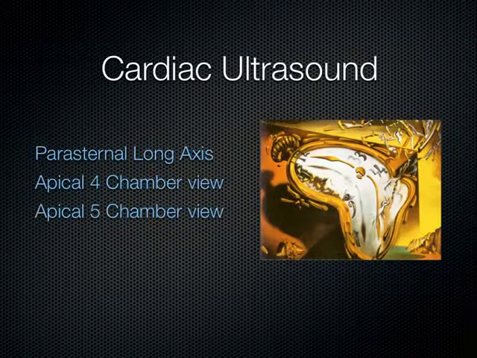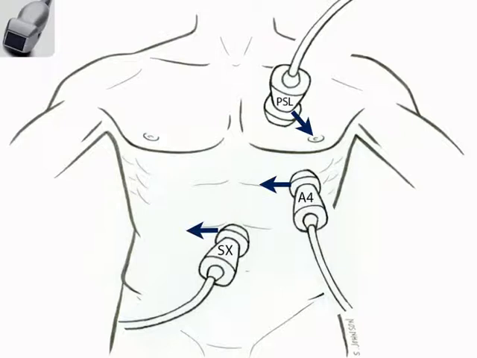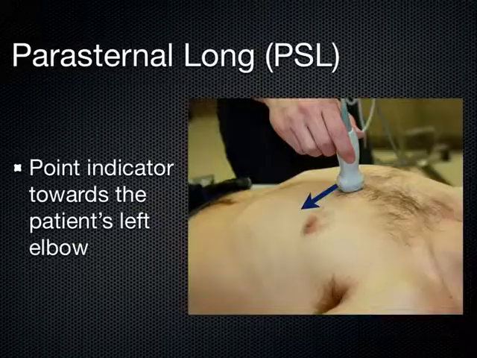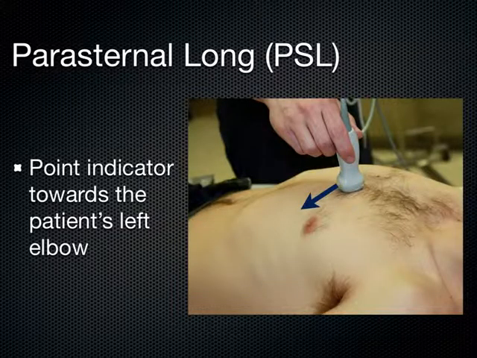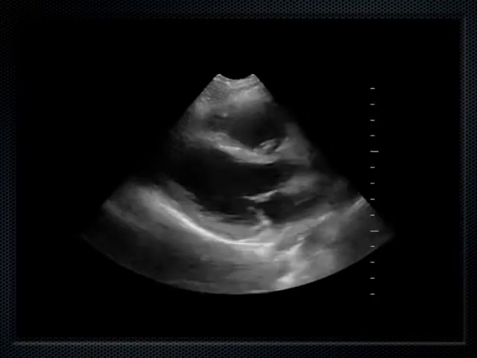So just recall that in the parasternal long axis, we have the indicator pointing towards the patient's left hip or left elbow, and the probe is right against the sternum. Apical 4 chamber and apical 5 chamber for that matter, we've got the indicator pointing to the patient's right. And this is all with the dot on the left-hand side of the screen, which is the standard radiology configuration. So again, parasternal long, indicator to the left hip, and this is what it kind of looks like.